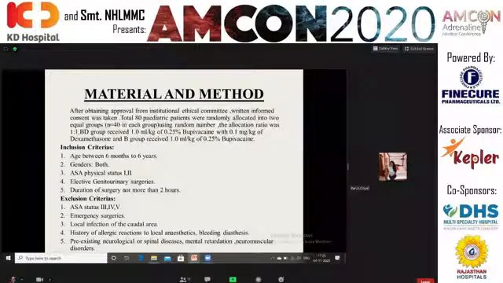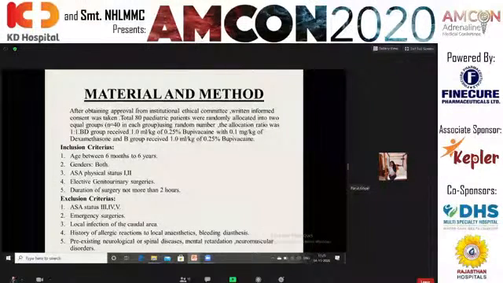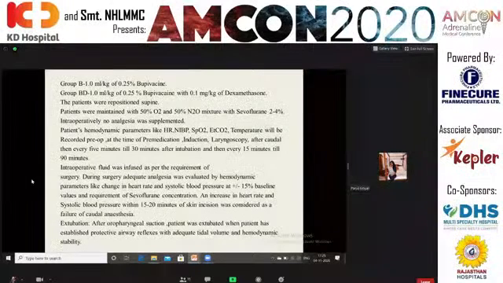Inclusion criteria were age group 6 months to 6 years, ASA grade 1 and 2, both genders, elective genitourinary surgeries, and duration of surgery not more than 2 hours. Exclusion criteria: ASA grade 3, 4, 5, emergency surgeries, local infection of the caudal area, history of allergic reactions to local anesthetics, bleeding diathesis, pre-existing neurological spinal disease, mental retardation, and neuromuscular disorders. Next slide, please. Previous slide.